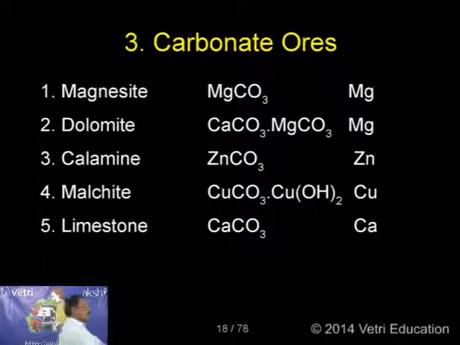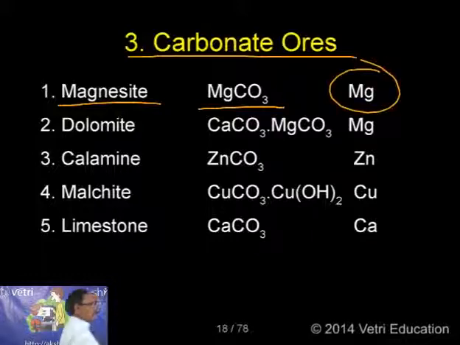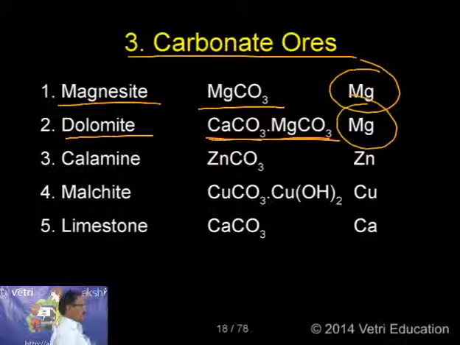Third one, carbonate ores. The first one is magnesite. Magnesite is a carbonate ore. Molecular formula MgCO3. Magnesium is the metal we are extracting profitably from this carbonate ore. Second one, dolomite. Dolomite is another important carbonate ore, a mixture of calcium carbonate and magnesium carbonate, CaCO3 and MgCO3. Mainly magnesium we are extracting from this. So dolomite is the carbonate ore from which we are extracting magnesium profitably.